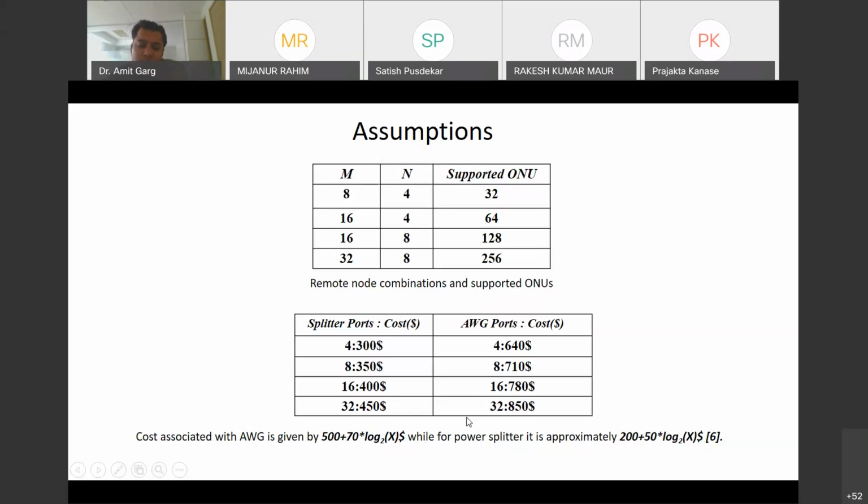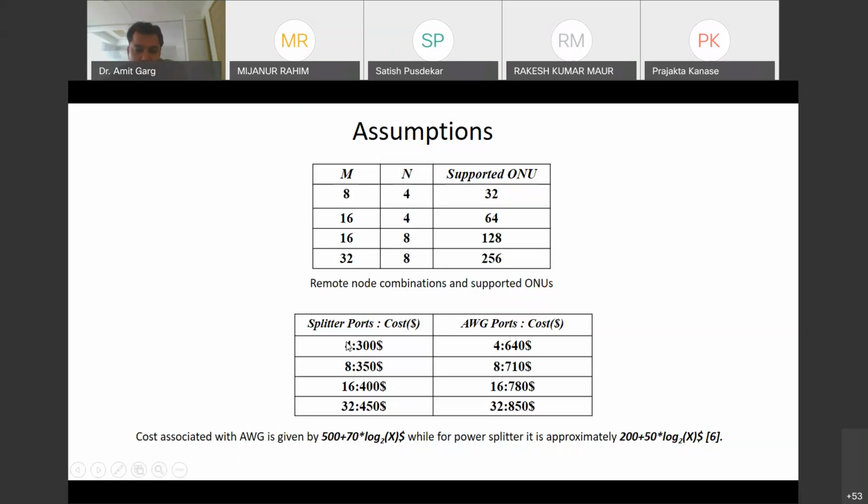Okay, but it will not be reduced significantly. So, the AWG cost is given by 500 into 70 log of 2x. So definitely from here you can see the cost of the AWG is high as compared to the cost of the power splitter. Okay, and as the number of ports increases, the cost also increases.